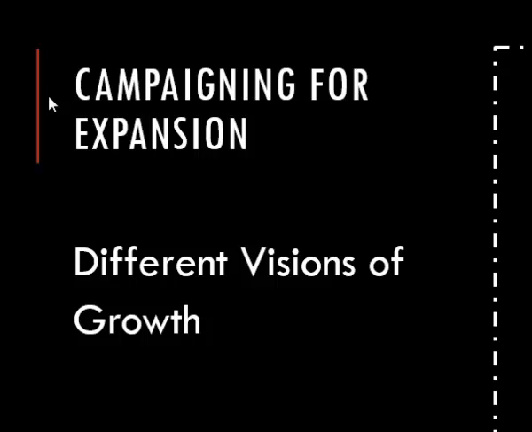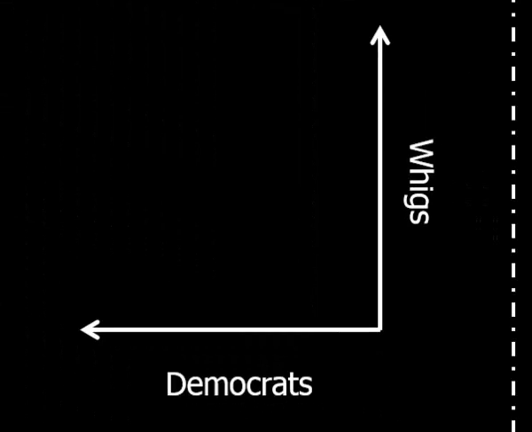So the two major parties of the antebellum period, of course, were the Whigs and the Democrats. They had very different visions of growth. The Democrats really looked to growing the nation by expanding it, by getting more land and sending more Americans out into it. And so you could see with that kind of political ideology, Manifest Destiny would work well with the Democratic platform.